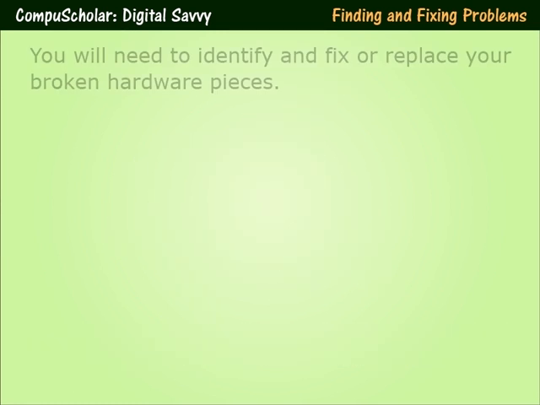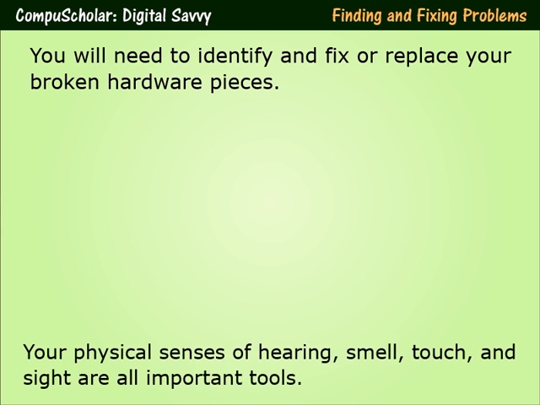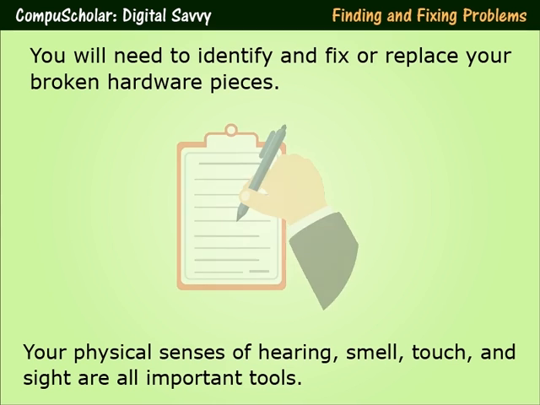Your computer has many complex hardware pieces. If any one of them is broken, then you'll need to identify and fix or replace the broken pieces. And since hardware components are physical pieces, your physical senses of hearing, smell, touch, and sight are all important tools. Now, there are many questions that you can ask yourself to narrow down possible hardware problems. Your student text has a list of possible questions that you can use for this purpose.